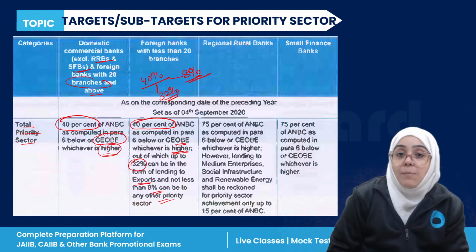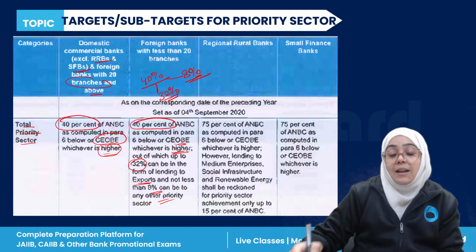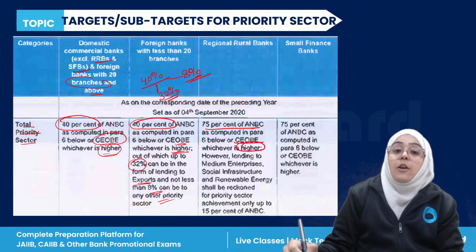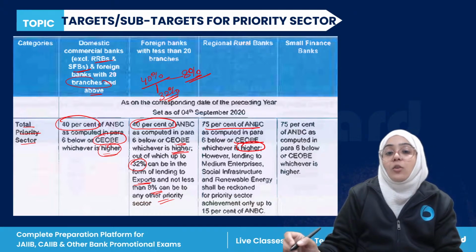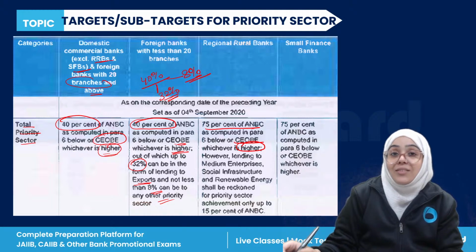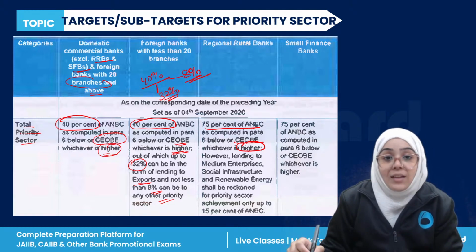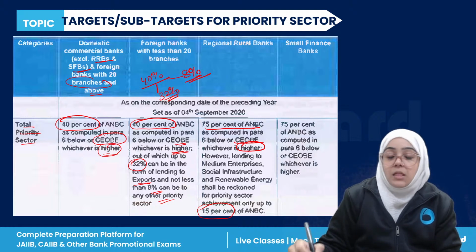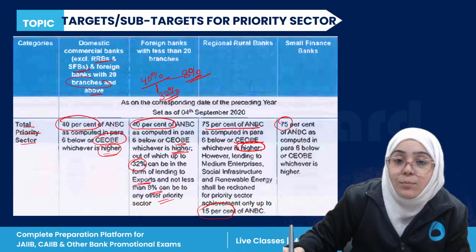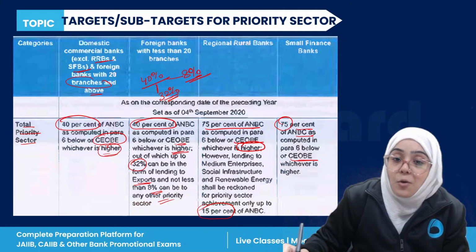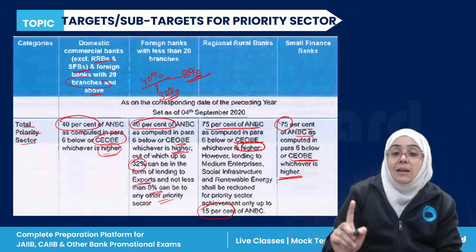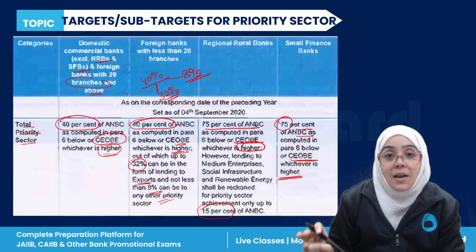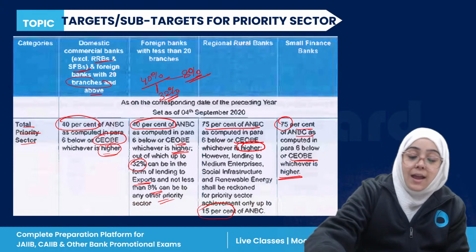Now, for regional rural banks, the target is 75% of ANBC or CEOBE, whichever is higher. Under this you can lend especially to micro, small and medium enterprises, social infrastructure, and renewable energy, and this can be only up to 15% of the ANBC. Now, for small finance banks, again 75% of ANBC or CEOBE, whichever is higher. ANBC is adjusted net bank credit and CEOBE is credit equivalent of balance sheet exposure.